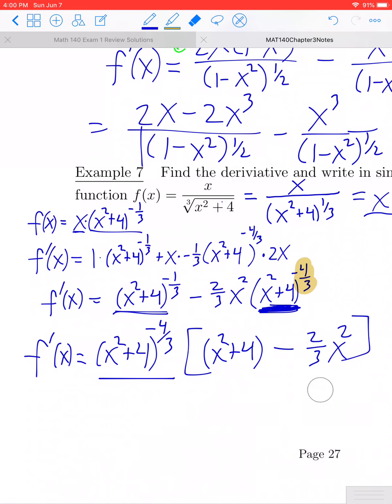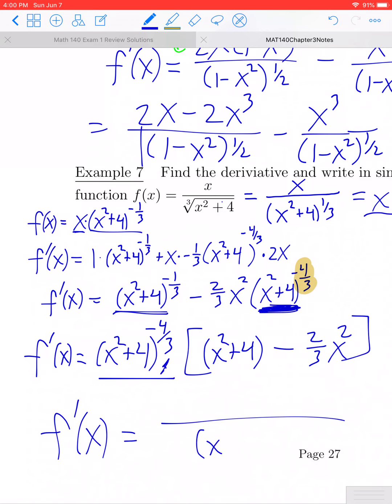And this allows us pretty quickly and conveniently to go to our final answer. F prime of x is equal to, this term needs to get reciprocated to the denominator to make the exponent positive. That's going to be x squared plus 4, now to the positive 4/3 power. And if you just simplify like terms on the inside, 1x squared subtracting 2/3 x squared will give us a positive 1/3 x squared plus 4.